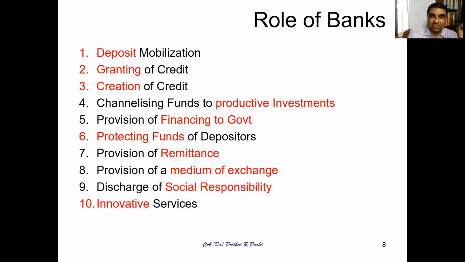Provision of medium of exchange. All of us know money is the medium of exchange. We buy goods and services by paying money. Banks also create artificial money in the form of, let us say, debit cards and credit cards. So all these plastic cards, which are called plastic money, are also used as a medium of exchange. Banks also develop some payment gateways and payment systems. So the balances appearing there also work as a medium of exchange. So that is why this is one more role of the bank, to act as a medium of exchange.